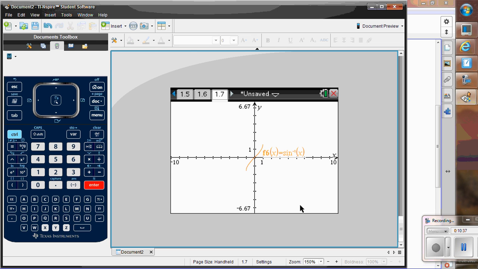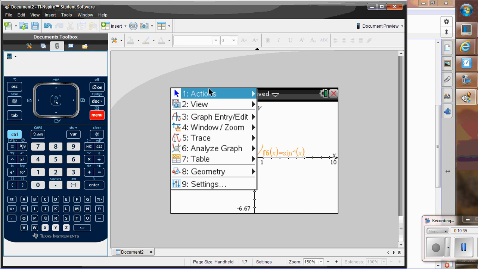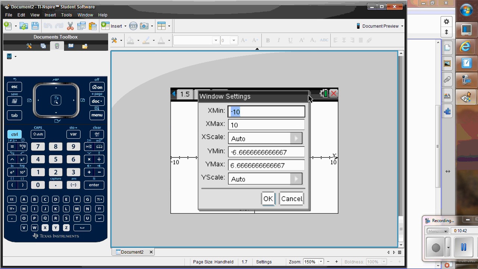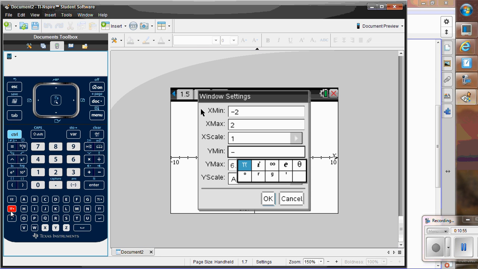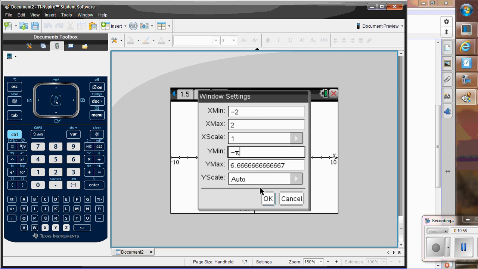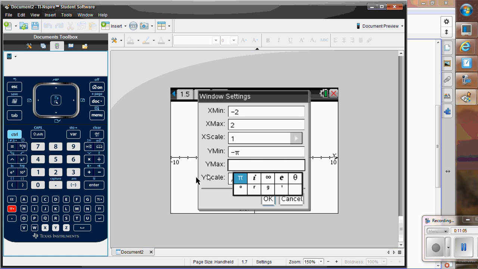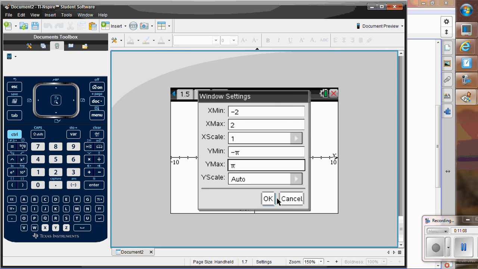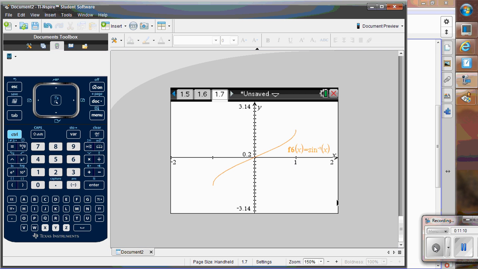Look at that small little piece. So if I set my window, just to show you, I wanted my x to go from -2 to 2 and count by ones. I'm going to set this to negative pi to pi. Okay, so this is what the inverse sine graph looks like.